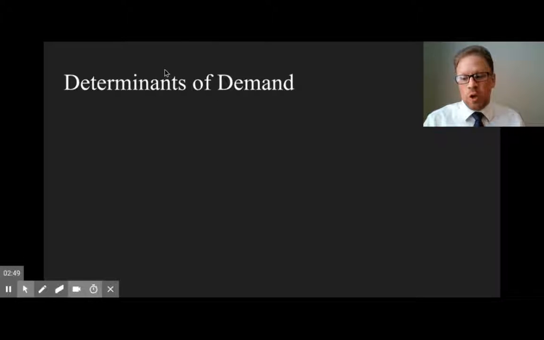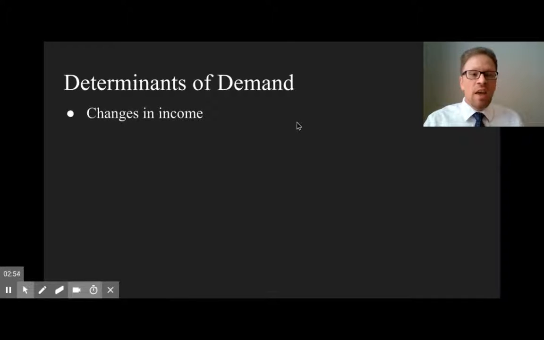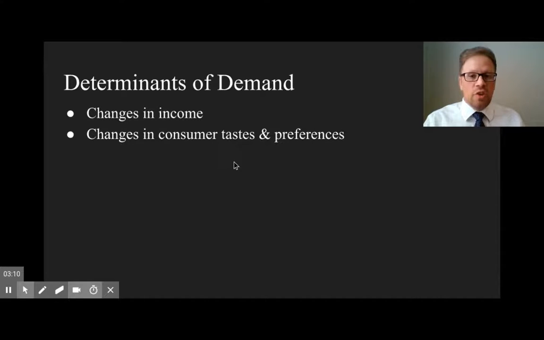Only the following determinants of demand will cause demand curves to shift. Things like changes in income. If we have a Lamborghini Diablo, generally speaking, you're not going to purchase that unless you have the money. So if you make a lot more money, you're going to be more likely to buy those products. Also, changes in consumer tastes and preferences. Let's say you watch a documentary about how cheese is made and now you're freaked out about cheese. That might affect people's willingness to go purchase cheese.